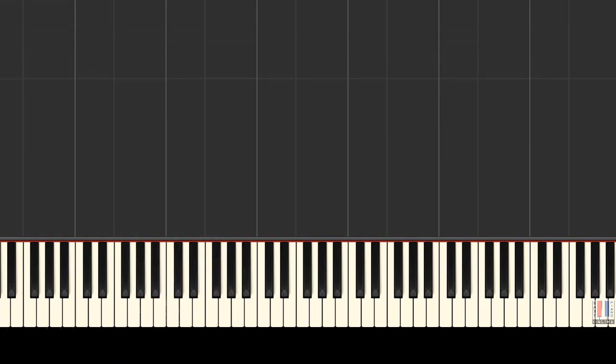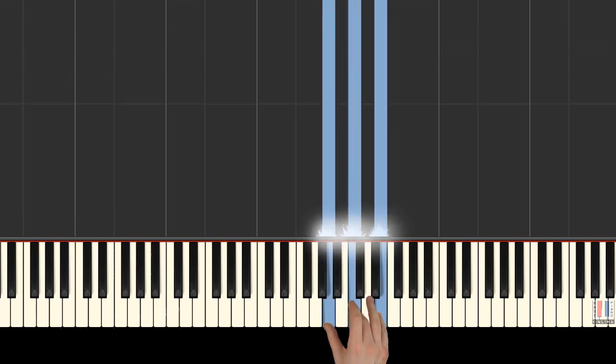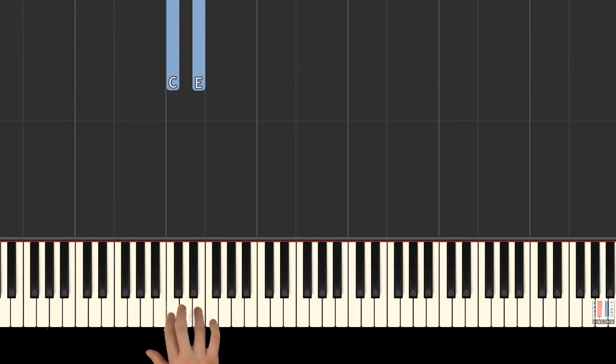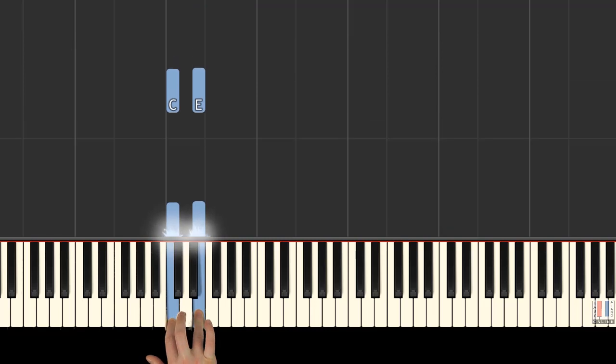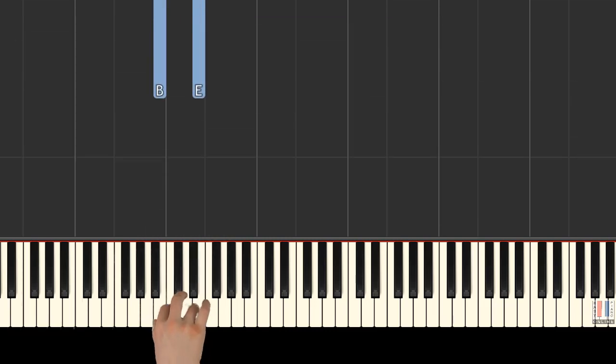So we'll begin the first part with the right hand. Right hand plays A, C, E, fingers 1, 3, and 5. Now we have C and E, fingers 2 and 4. B and E, fingers 1 and 4.